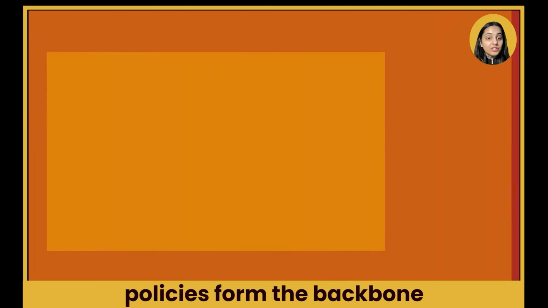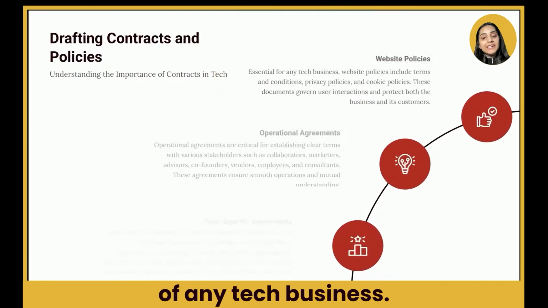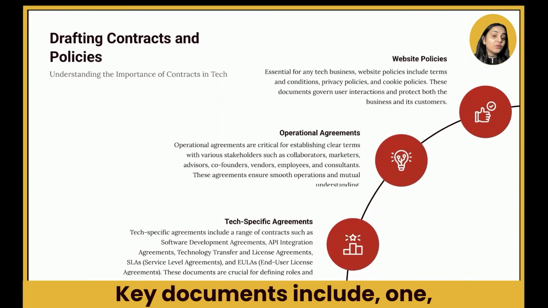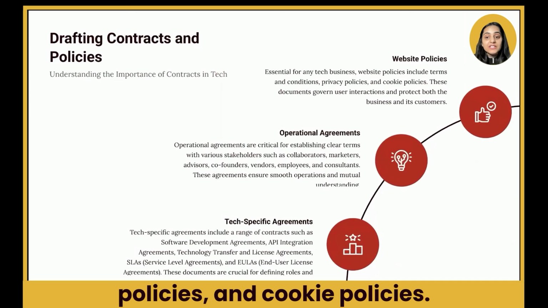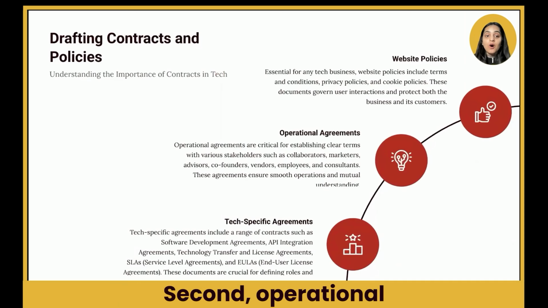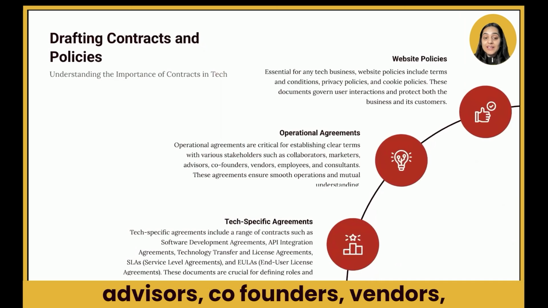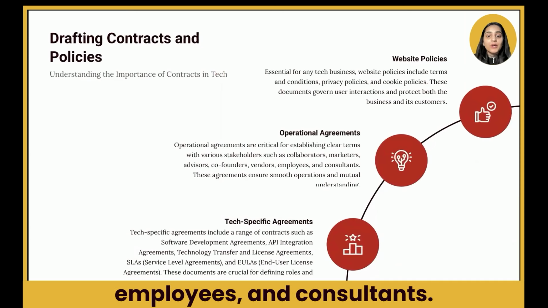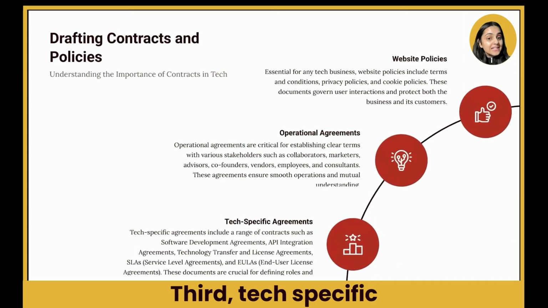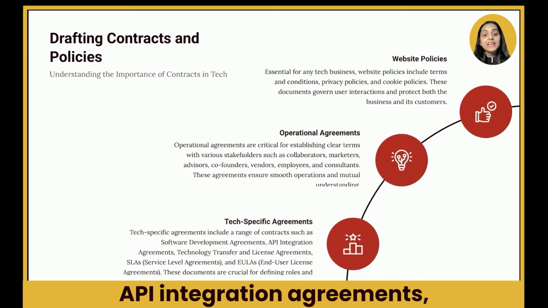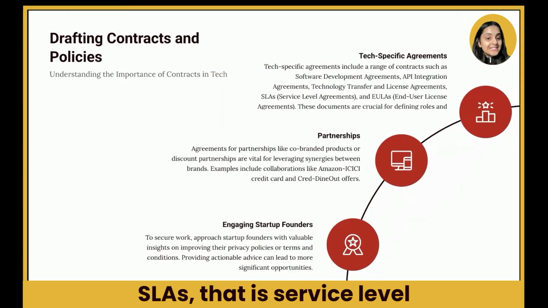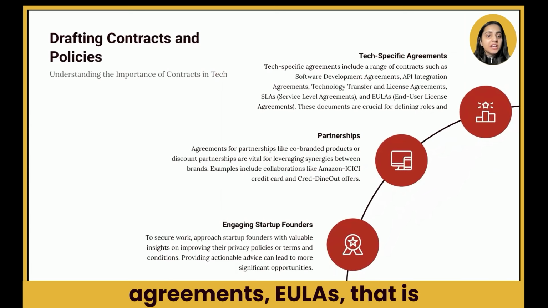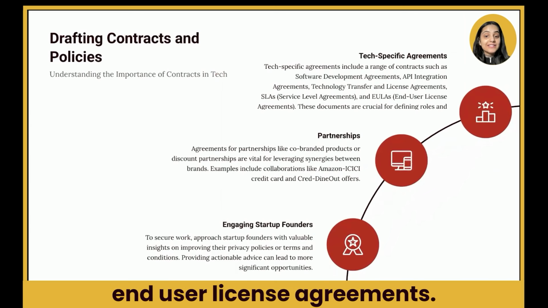Drafting contracts and policies form the backbone of any tech business. Key documents include: 1. Website policies, drafting terms and conditions, privacy policies, and cookie policies. 2. Operational agreements. Agreements with collaborators, marketers, advisors, co-founders, vendors, employees, and consultants. 3. Tech specific agreements. API integration agreements, technology transfer and license agreements, SLAs, that is service level agreements, EULAs, that is end user license agreements.